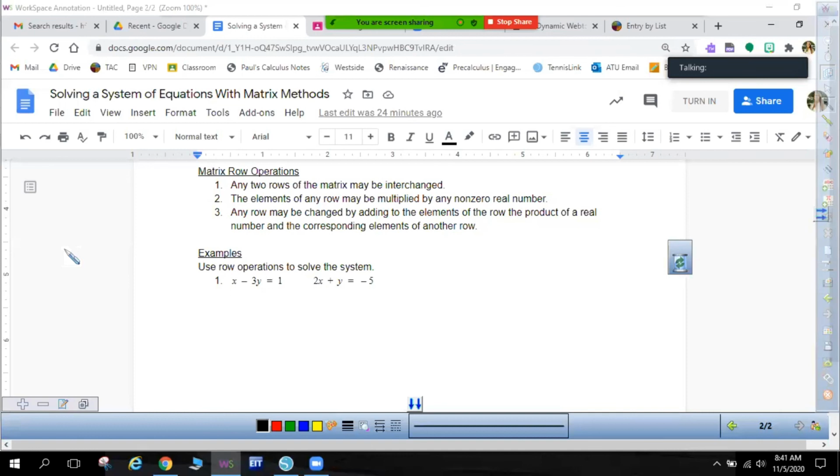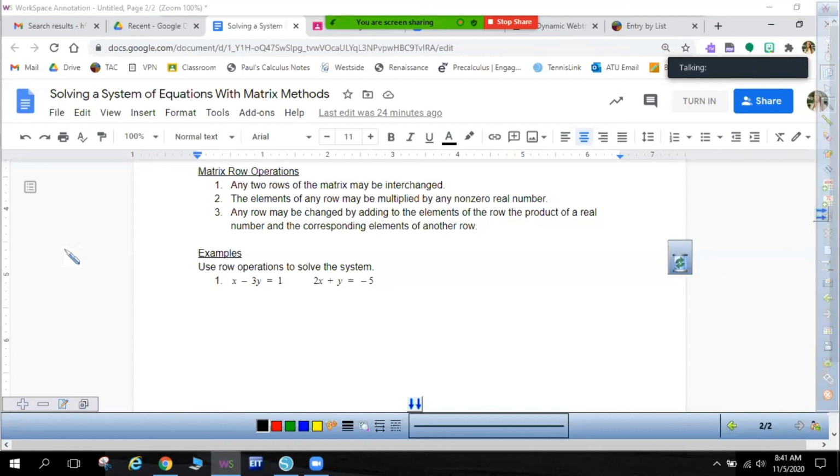Okay, number 2 says the elements of any row may be multiplied by a non-zero real number. So we can take any row of the matrix and we can multiply everything in that row by a number as long as it's not 0. So the same way that we would multiply one equation by something in order to get one of the variables to eliminate when we were solving systems by elimination, it's the same thing here. We're just multiplying a row of the matrix by something to get it to look how we need it to look.